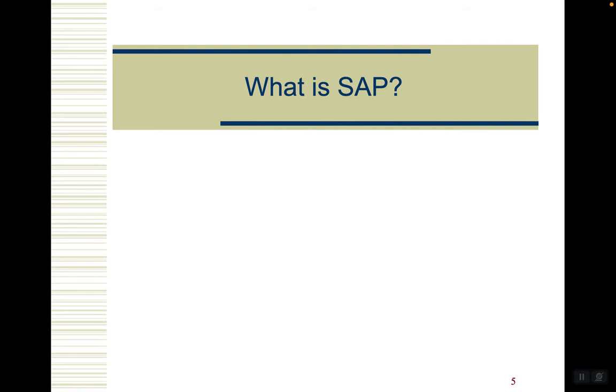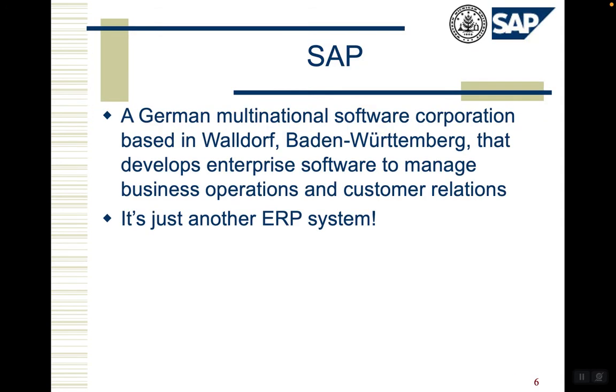Right. So what is SAP? We've used this term. We've talked about SAP. So a little background on SAP. It's a German software company. It was originally founded in 1972 by four engineers who were working for IBM. They're headquartered in Walldorf, Germany. And they make a suite of software products, enterprise software systems that are designed to manage business operations and customer relations. And as we say, it's just another ERP system.